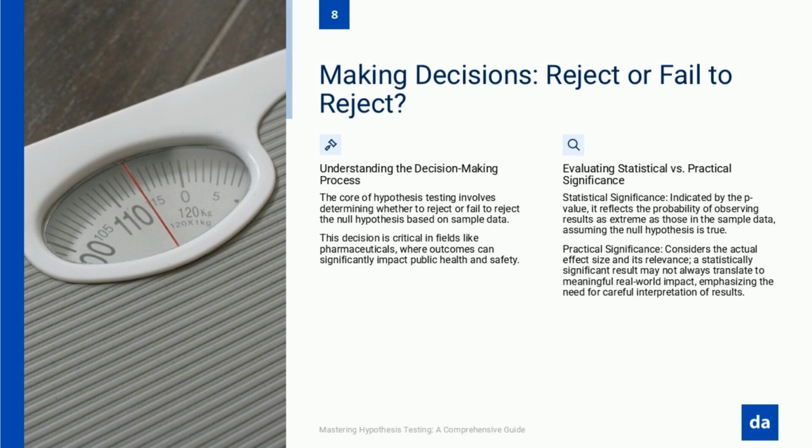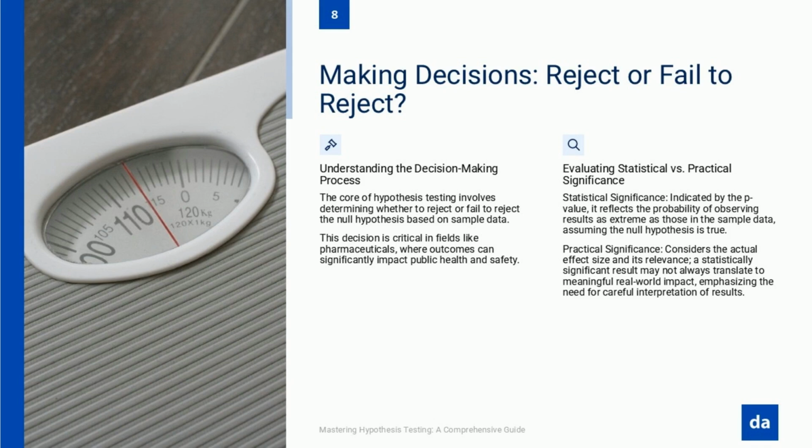The outcome of this test can have enormous implications. If the data suggests that drug B shows a statistically significant improvement over drug A, it may be approved for public use, potentially benefiting countless patients. However, if the statistical evidence is not strong enough to reject the null hypothesis, drug B might never make it to market, even if it could have helped some individuals.